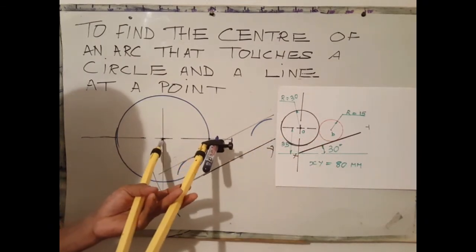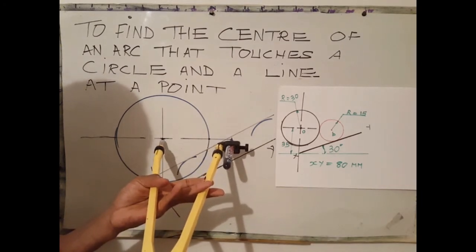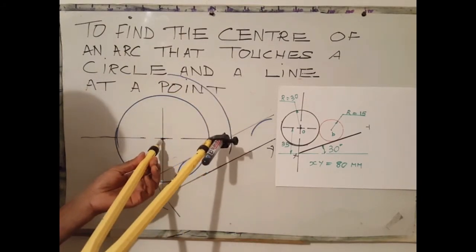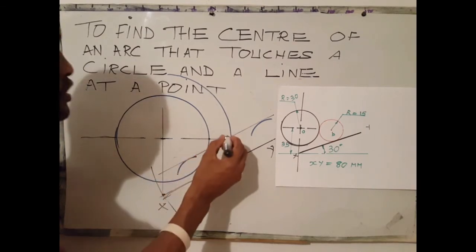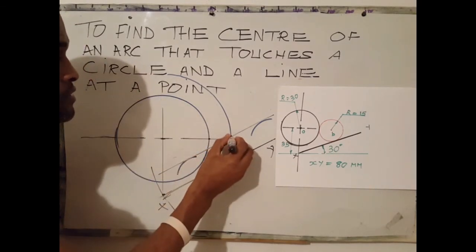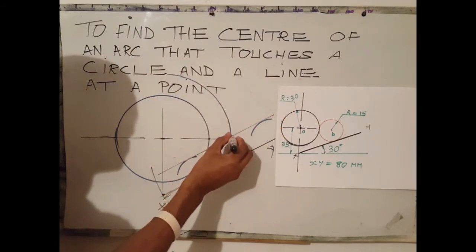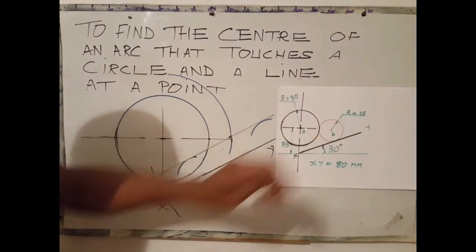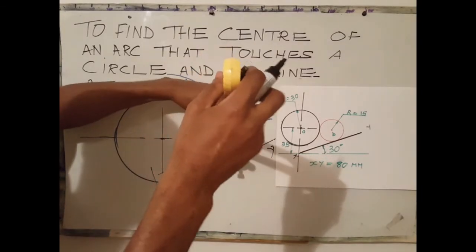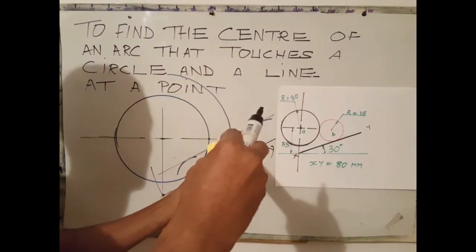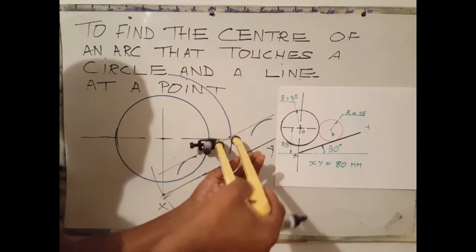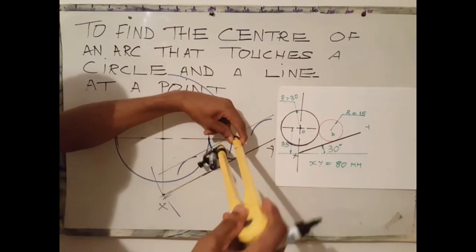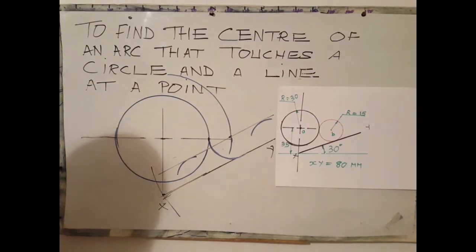Then we readjust our compass from center A to B, and at the point where the arc cuts the parallel line is the center for our circle or arc. Next step is to readjust our compass to 15 millimeters, and it should blend smoothly. Okay, and there we go.